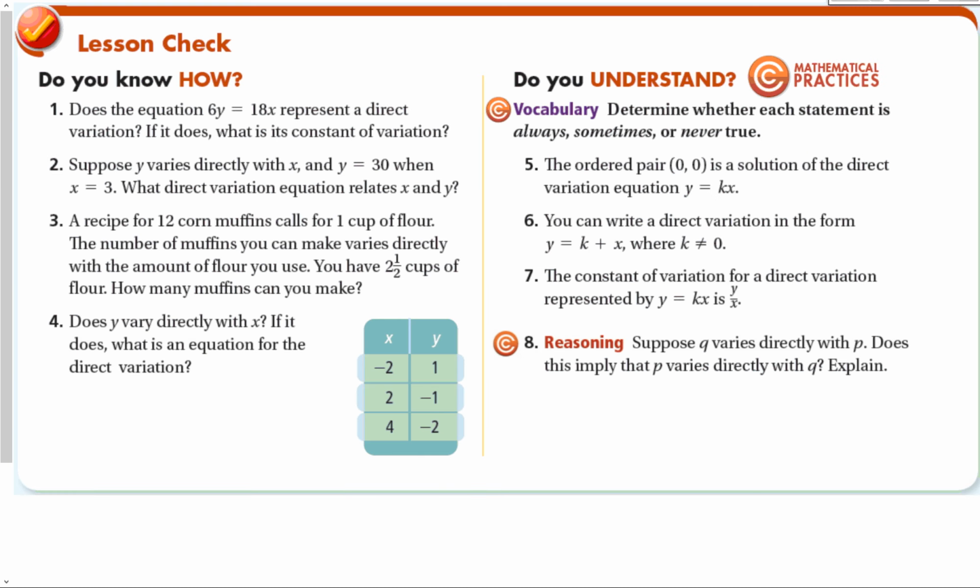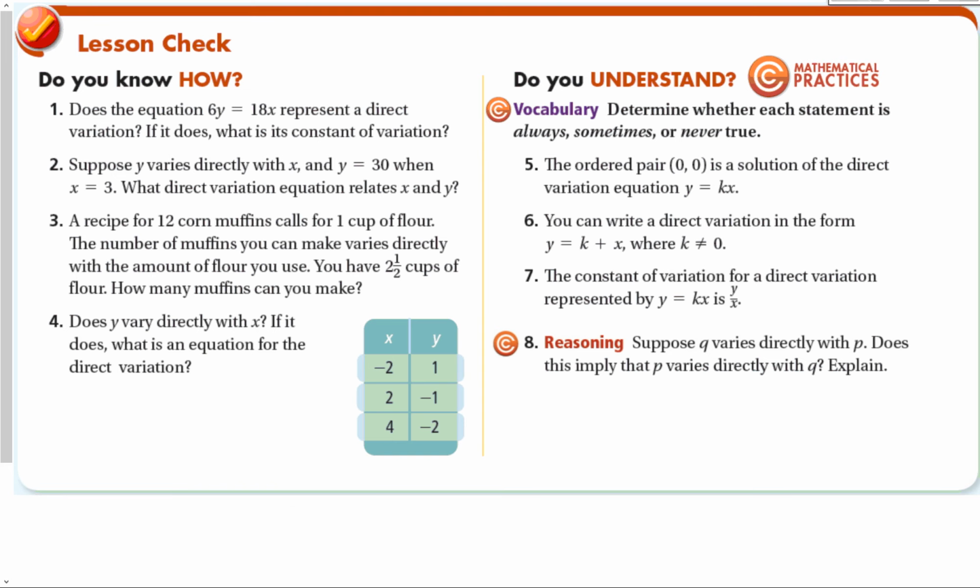Okay? So my lesson check: does the equation 6y equals 18x represent direct variation? Yes, divide both sides by 6, and my constant of variation would be 3, 18 over 6. Suppose y varies directly with x, and y is 30 when x is 3. So that makes k equal to 10, so my equation is y is equal to 10x.